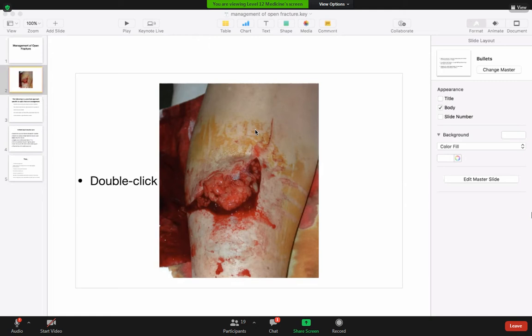So it's very important before you start with the local wound assessment or care. You have to make sure the patient received the required medications. What are the required medications? So we talked about tetanus. You have to check tetanus status. What else?